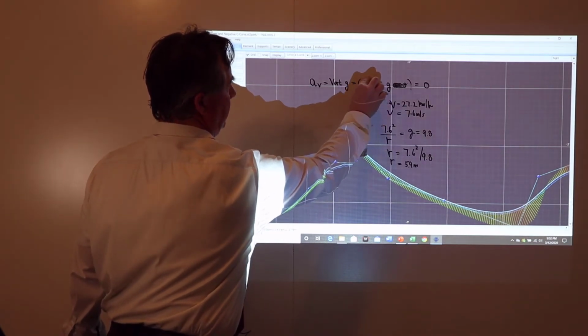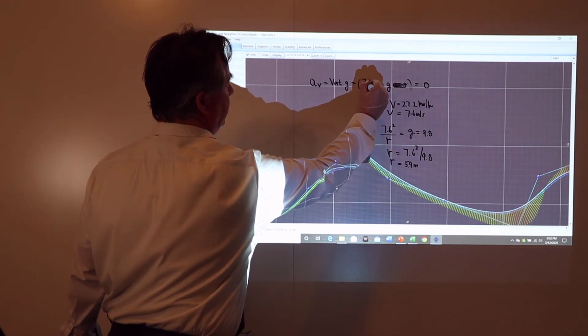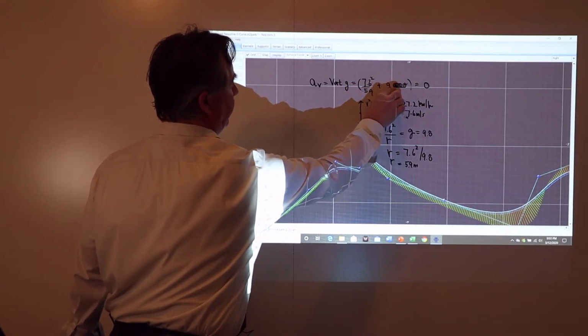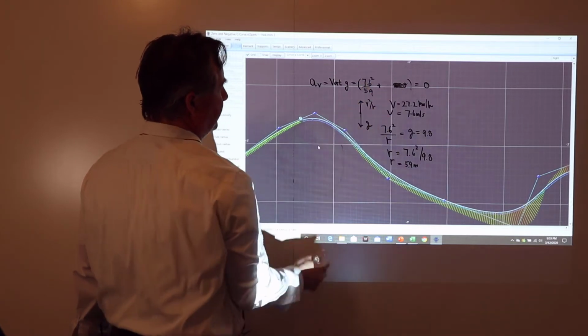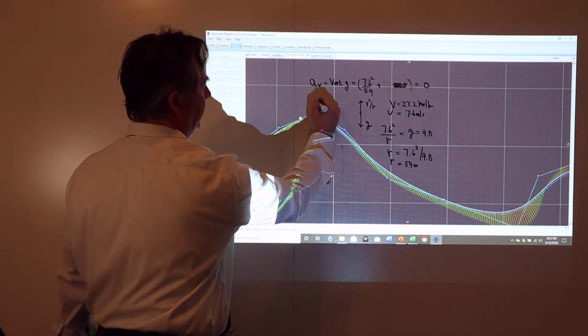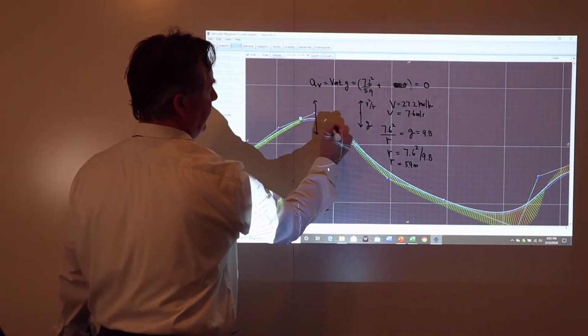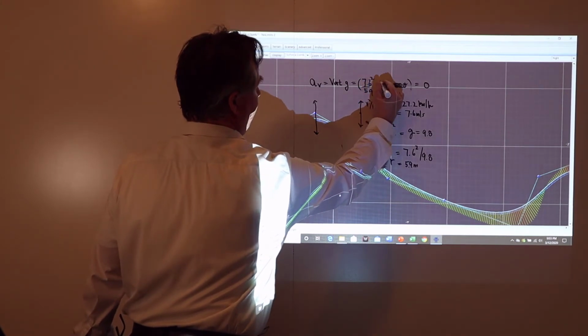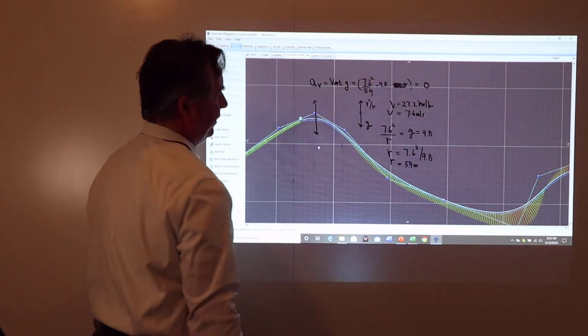5.9, 7.6 squared, plus, and they're in opposite directions, right? Centrifugal is up, gravity is down, so it'd be minus the 9.8, which does give us 0.